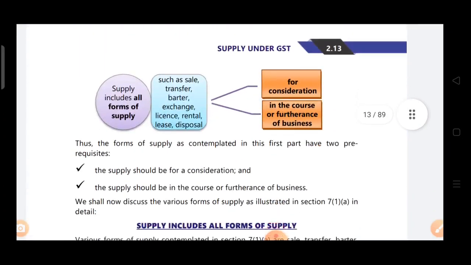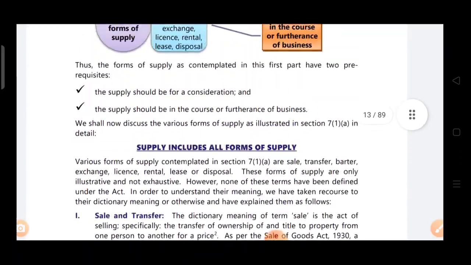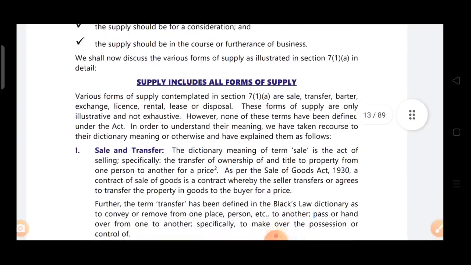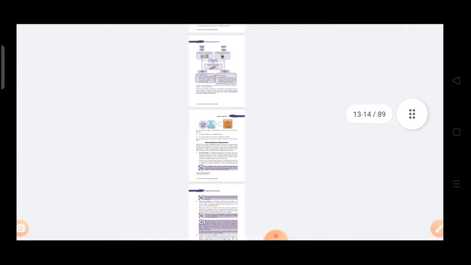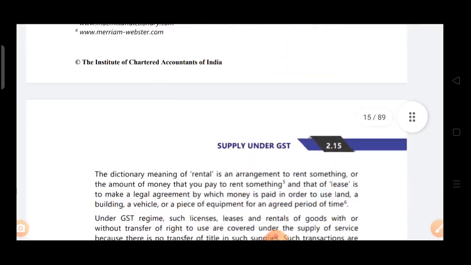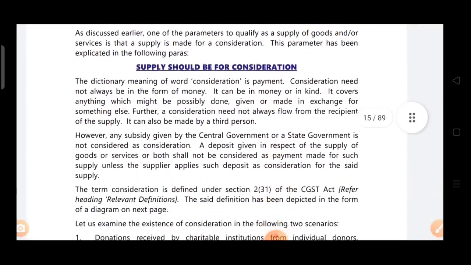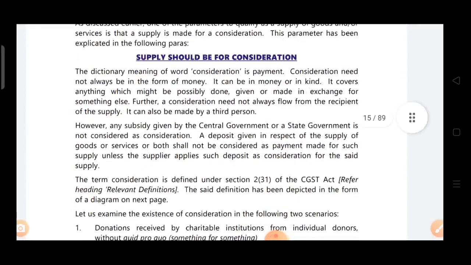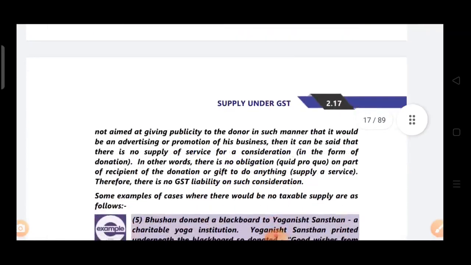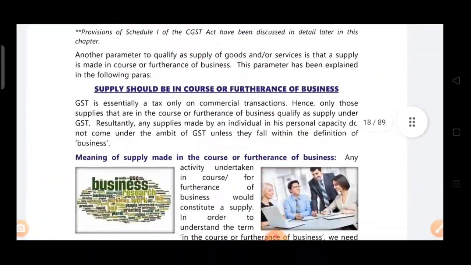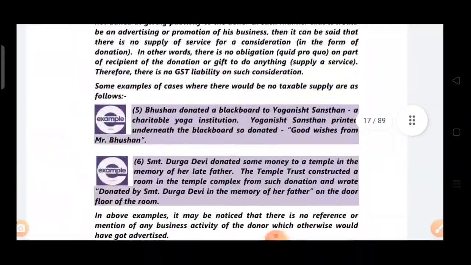Now the second parameter. Before discussing the second parameter, they have discussed the sale, transfer, barter, all these terms in detail. Then they have discussed the other two parameters: that supplies should be for consideration, and then the third parameter, that supply should be in the course of furtherance of business.